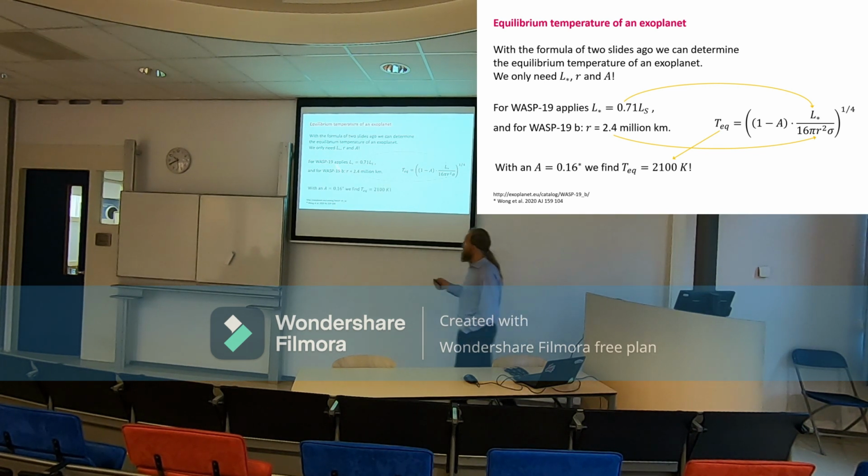So there's an assumed albedo of 0.16. If you want to know why, read this article. Good luck. But it's scientifically grounded that they have this number. Okay, so it's not just a guess. It's an educated guess. And as you can see, we find this temperature in Kelvin.